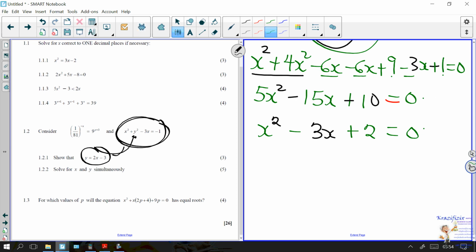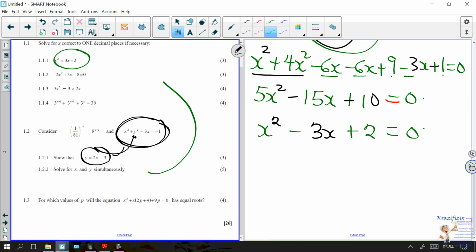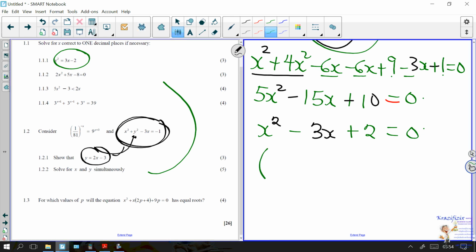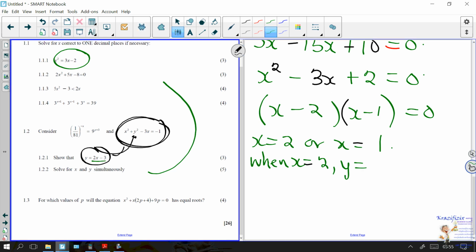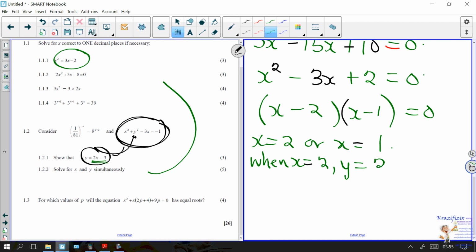Oh, this actually brings me back to question 1. Do you see that? And what do I have? (x minus 2)(x minus 1). If you want to remember how we got that, rewind the video to the beginning. So x equals 2 or x equals 1. But are we done? No. When x equals 2, what is y? Now we substitute here. y is 2x minus 3. So y is 2 multiplied by 2 minus 3. 4 minus 3, 1.